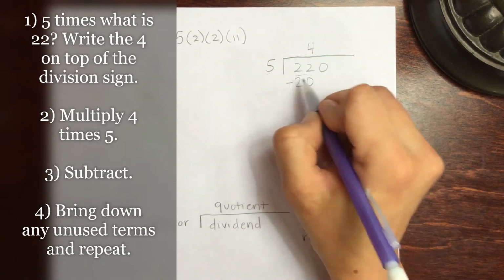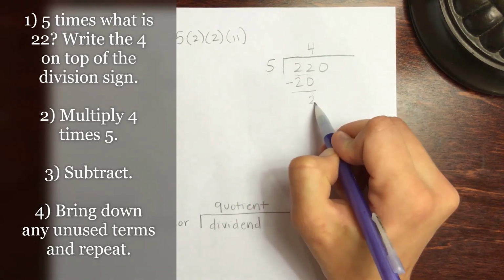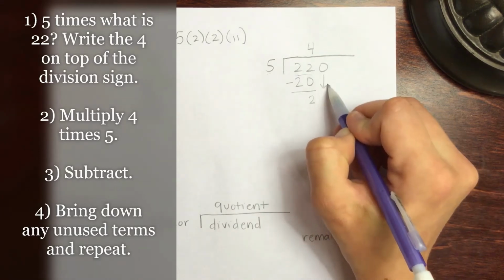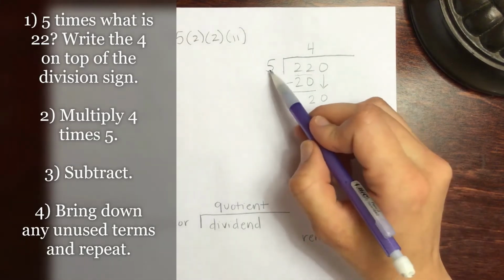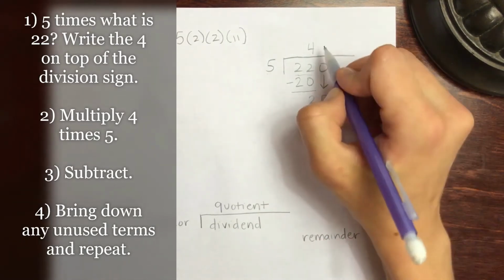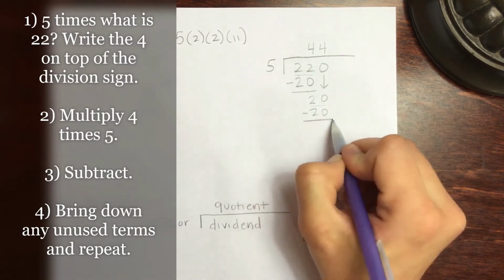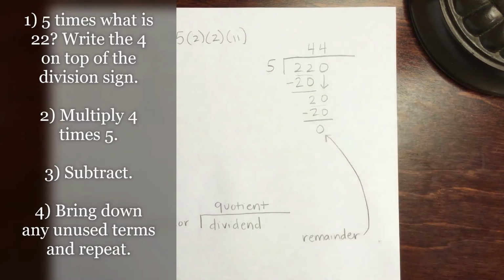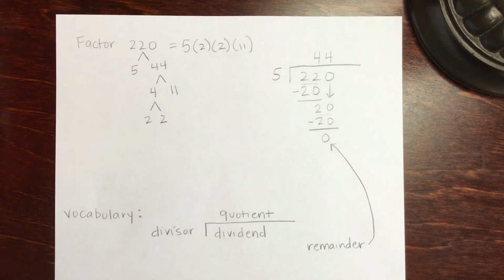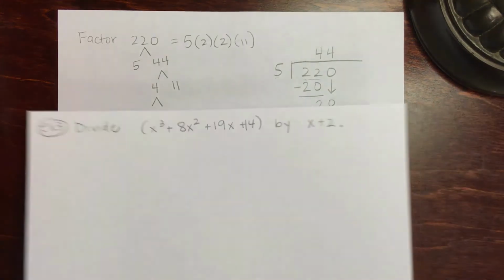Let's subtract. So I said 5 times 4 gives me 20. Then I subtracted, and I can bring my 0 down. All right, repeat the process. 5 times what is 20? Oh, it's another 4. 5 times 4 is 20, and I'll subtract and get a remainder of 0. We're going to apply that same exact logic to polynomials, things that look like this.